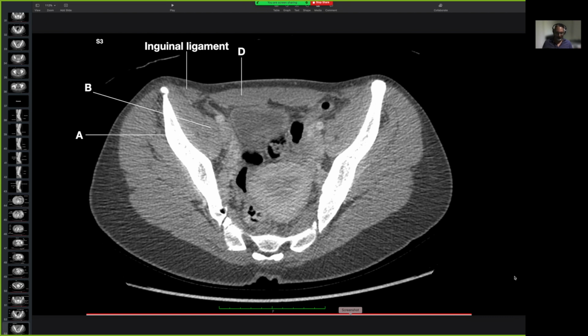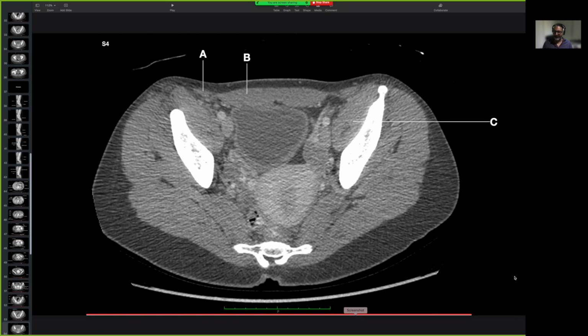Well done. You got them correct. I just haven't written them. Similar thing, same thing. The level of S4. Yeah, we've done this, but if you want to answer again. Yeah. Yeah, A is the inguinal ligament.